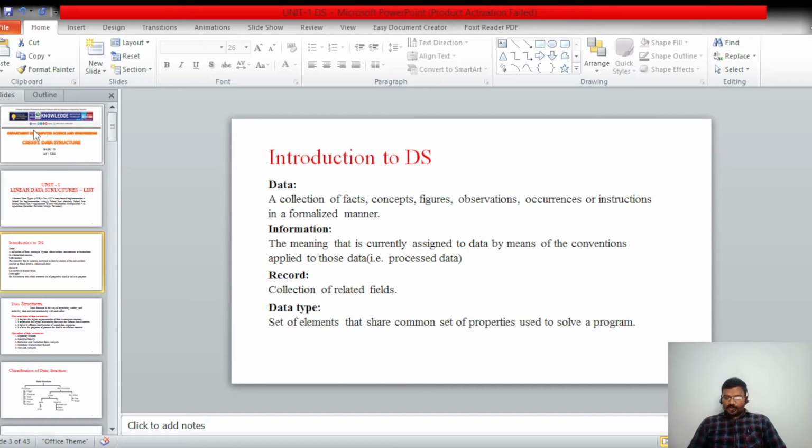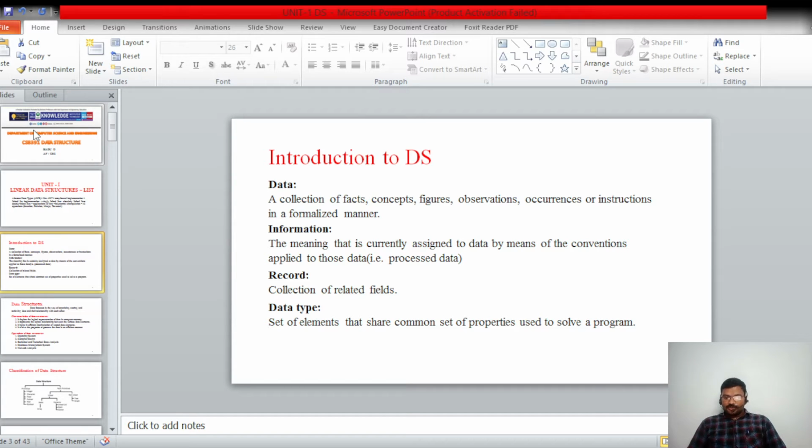Before we study data structure, we must know the following definitions. What is meant by data? Data is a collection of facts, concepts, figures, observations, occurrences or instructions in a formalized manner. What is meant by information? Information is nothing but processed data.